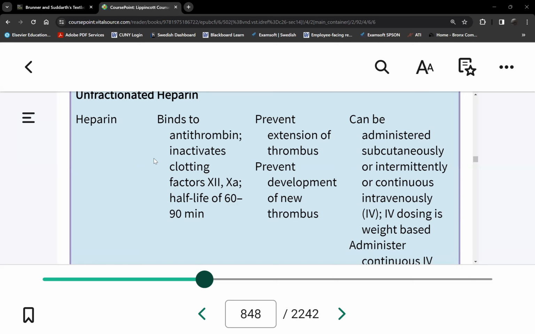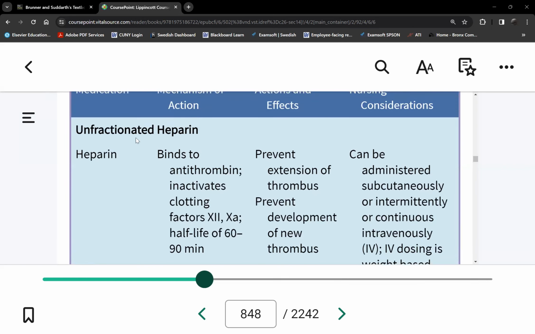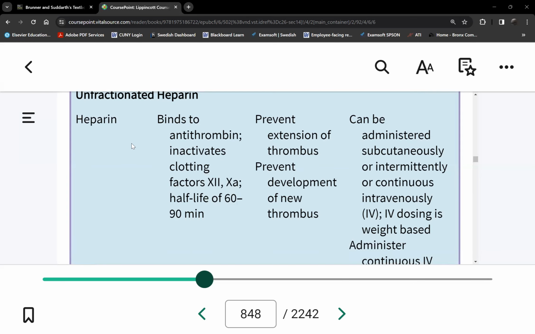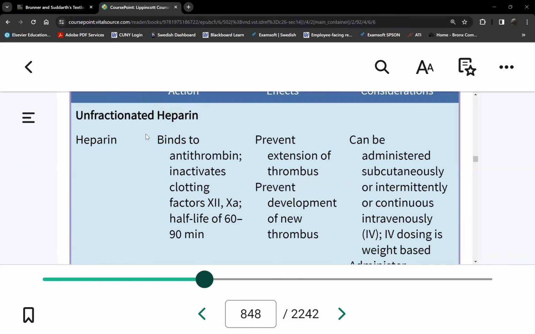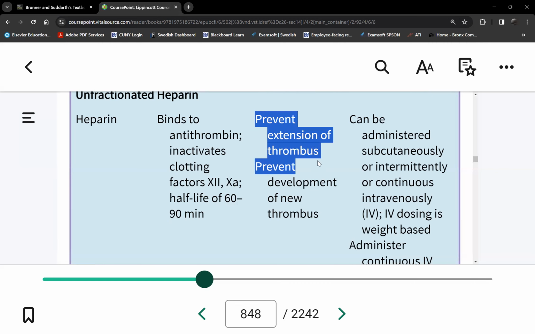Every 6 hours. Now, since it's an anticoagulant, does this do anything to the existing clot? No. So why are we treating it this way? This is a clot, but then we're not dissolving the clot. We're only preventing new clots from forming and also stabilizing the existing clot, right? Look at the action. It prevents extension of the clot and prevents new ones from forming.